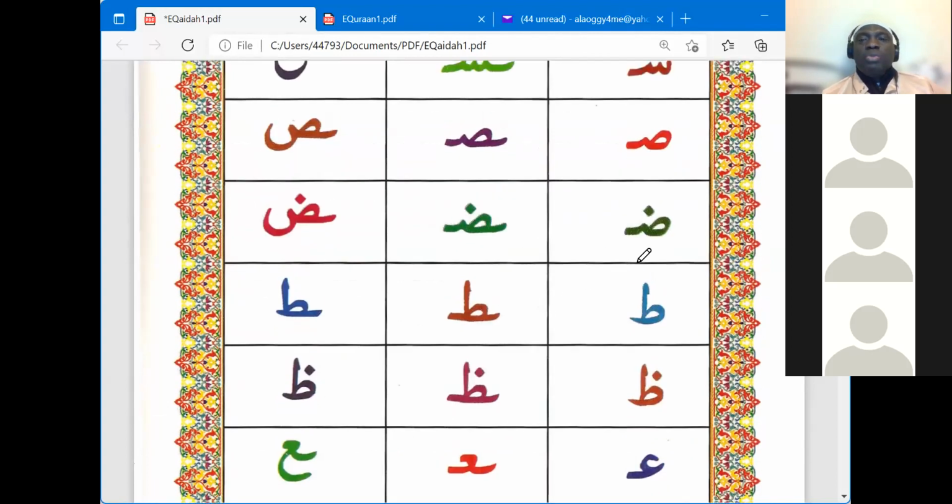And remember, dad is different from dha. So, no dot, dad; one dot on the top, dha. Ghayril maghdubi alayhim wala dalleen.